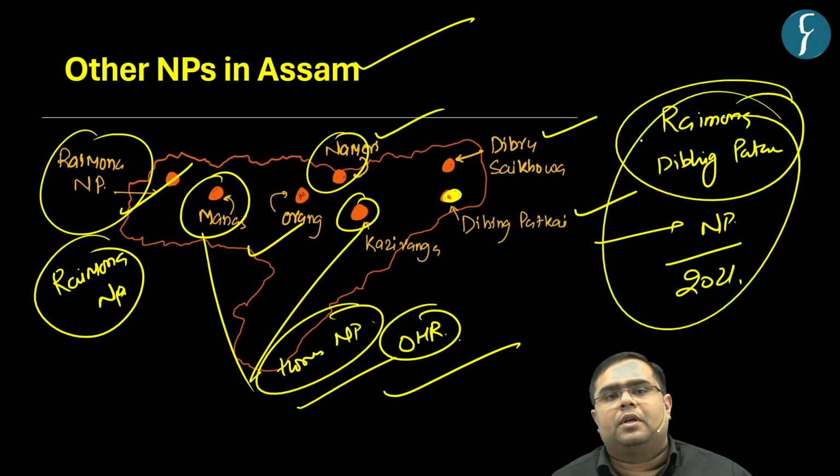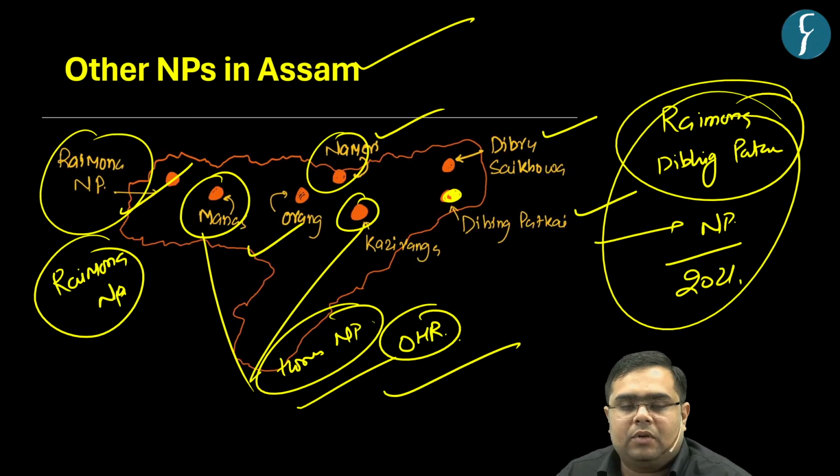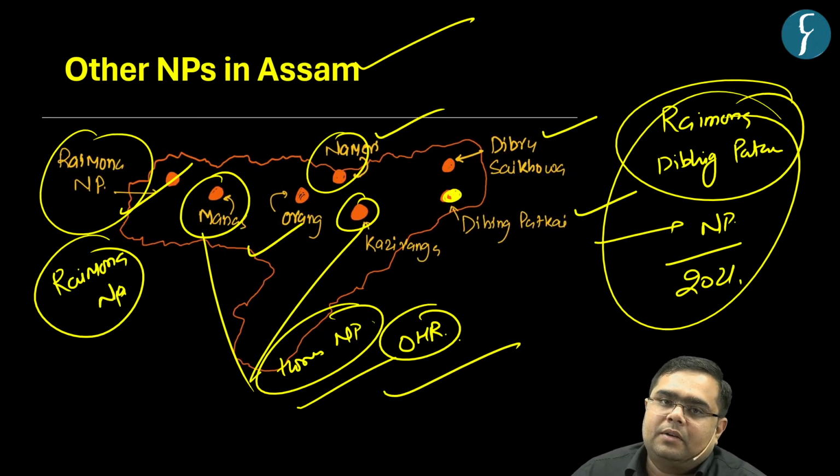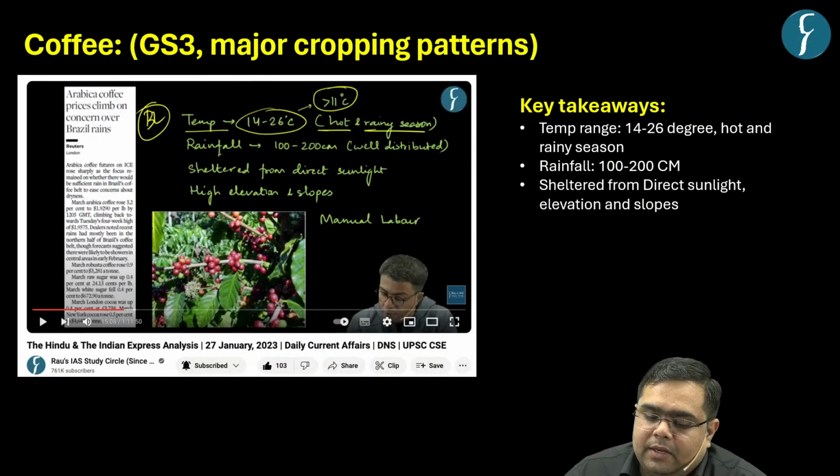So this is the factual status of the state of Assam when it comes to the provision of national parks. Then the other article that I have taken is with respect to coffee, right?